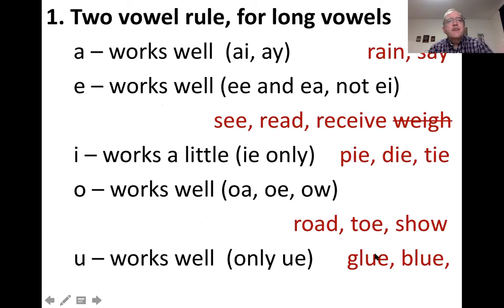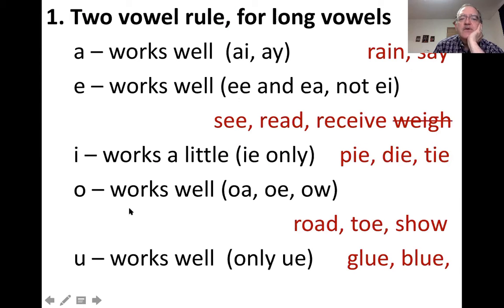You remember those? The two vowel rule for long vowels. The A rule works very well for AI and AY. Rain, say, become long A. It works well for the E, especially for the EE and the EA, but not very well for the EI. This gets mixed up. It has several sounds. See, read, receive, but there's neigh, way, slay, and a few strange words that don't follow the rule, okay? I works a little for the IE only. Pie, die, tie.